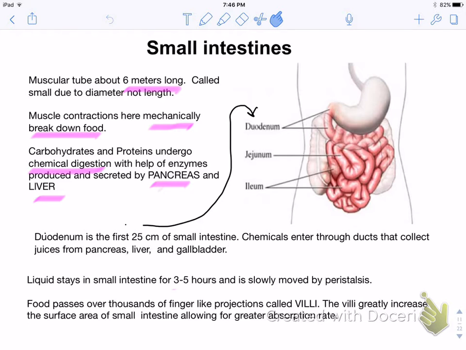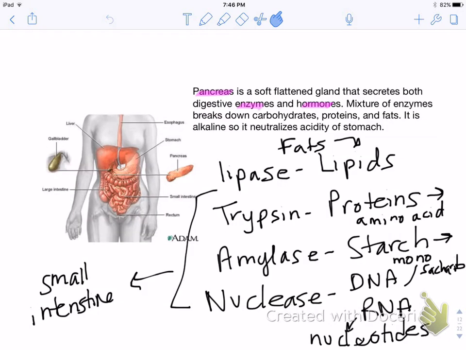Liquid can stay in the small intestine anywhere from 3 to 5 hours. The liquid that enters the small intestine from the stomach is called chyme. The chyme travels through the small intestine by the process of peristalsis, and it can take 3 to 5 hours to get through the small intestine.